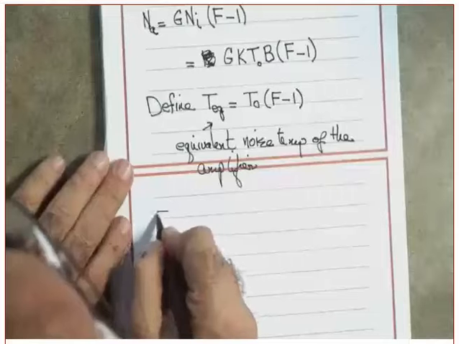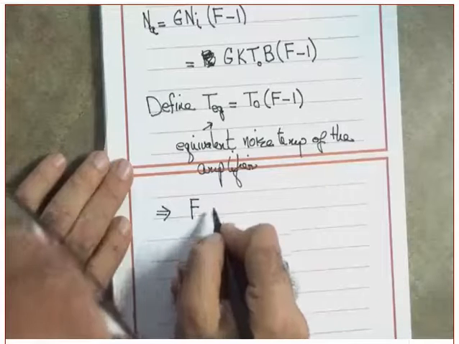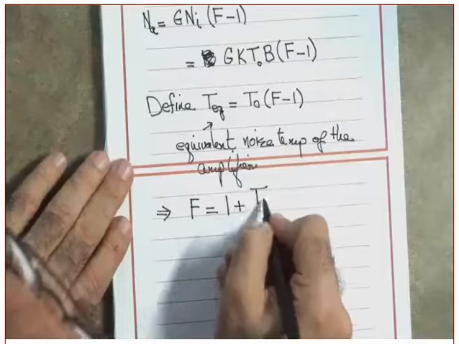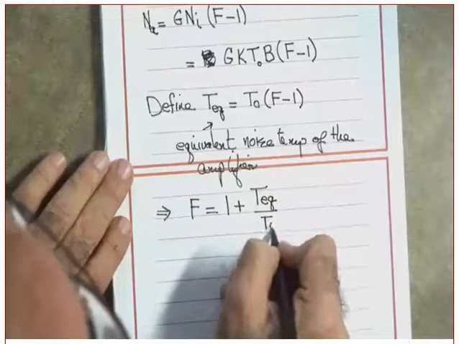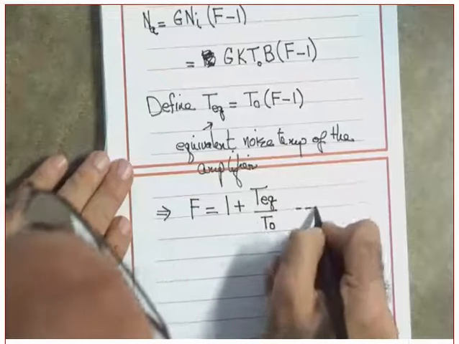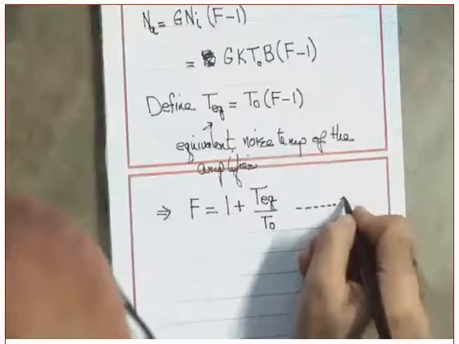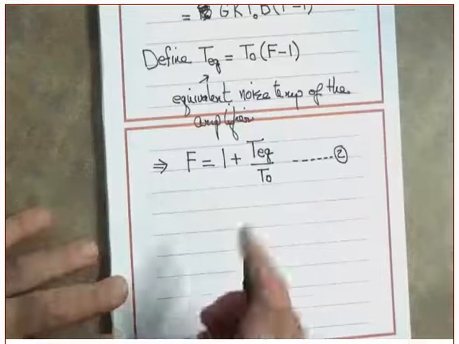By the way, what does that imply? It implies that F is equal to 1 plus T equivalent over T0. This equation, whatever the equation is, let's put this one equation 1. This equation 2. Clear? Yeah, how am I modeling it?